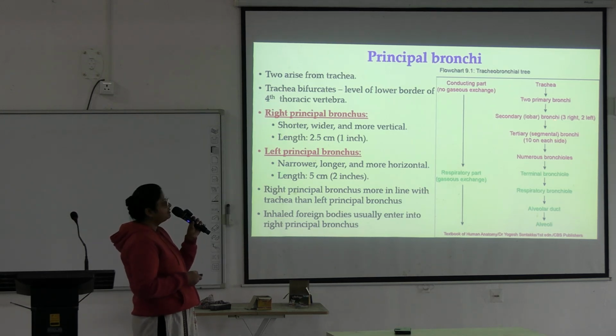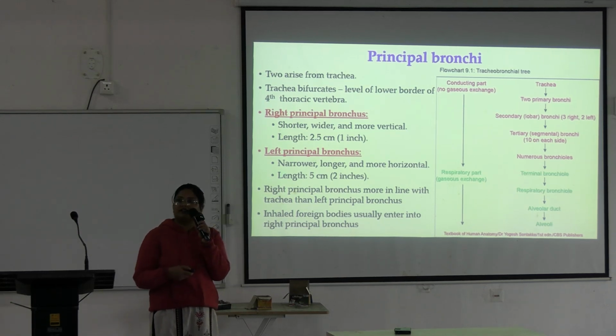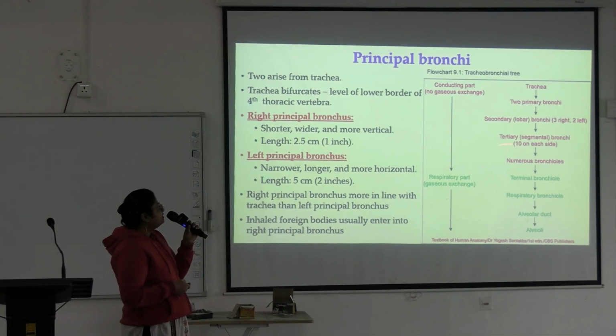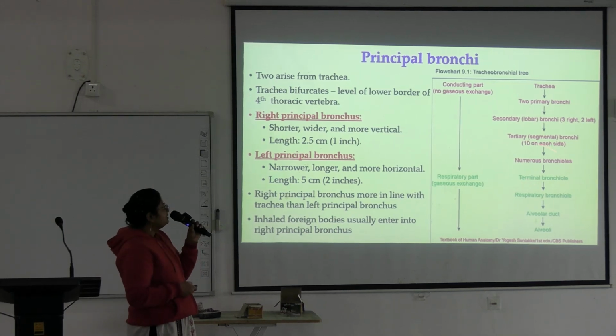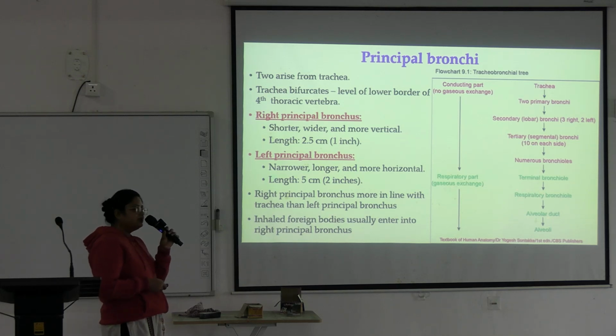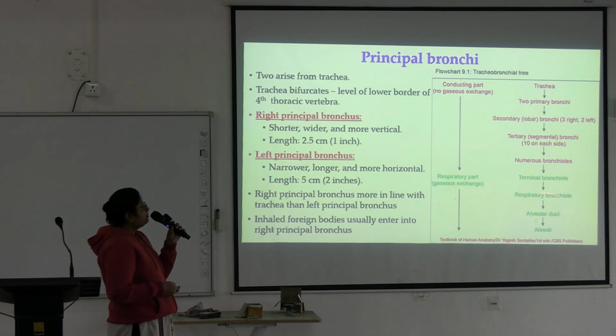Three on the right side for three lobes, two on the left side for two lobes. Tertiary or segmental bronchi, 10 on each side. There are 10 bronchopulmonary segments in each lung. So for each segment there is one tertiary bronchus, and each of these tertiary bronchi divides into numerous bronchioles. These bronchioles again divide into terminal bronchioles, then respiratory bronchioles, and the diameter is gradually decreasing. And the respiratory bronchiole will divide into alveolar ducts. Alveolar ducts are connected with the alveoli.